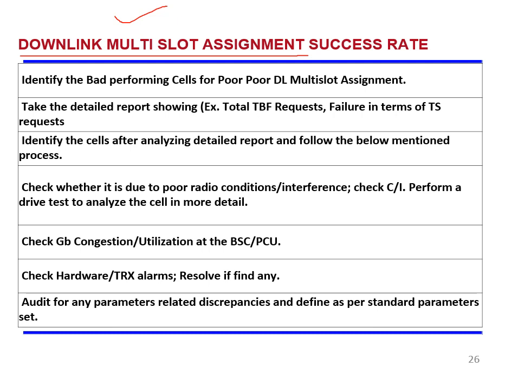So how many multi-slots can be assigned? If the multi-slots are not assigned, maybe congestion is there, or some parameter issues, or hardware issues, or Gb congestion, or quality issues are there. Like in TBF congestion and TBF success rate, you have to verify step by step, and increase the success rate if any issues are there. The purpose of multi-slot assignment in GPRS is to improve the speed and the throughput. Multiple traffic channels can be assigned at the same time.